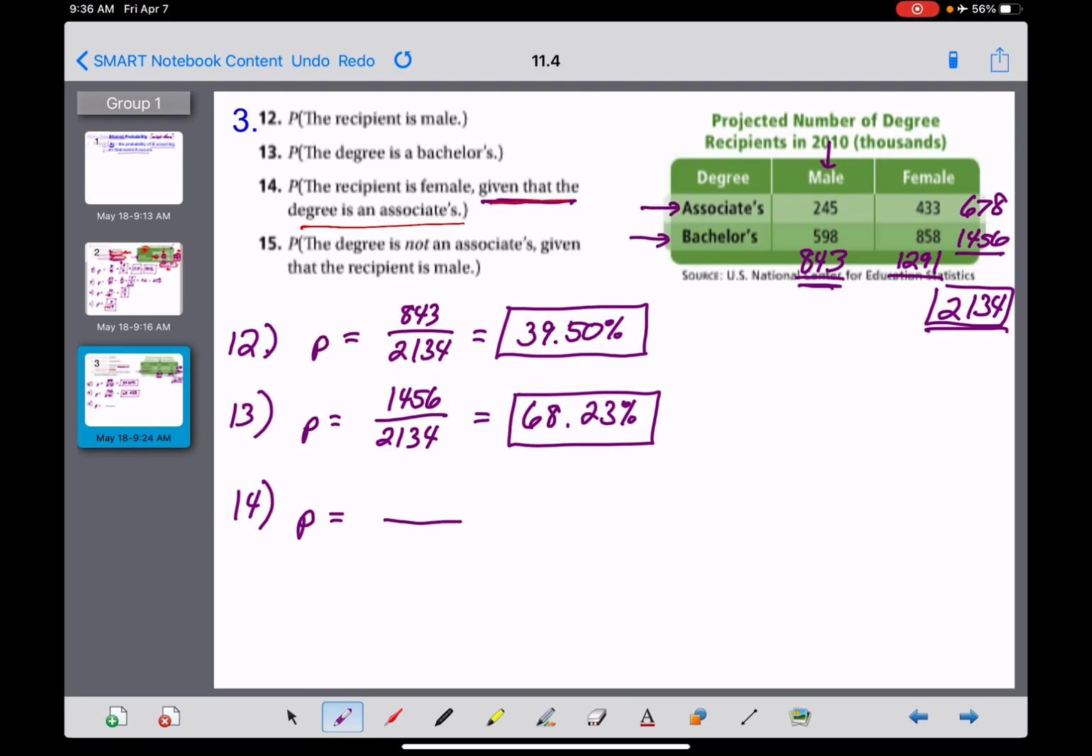And the total number of associate's degrees given out was 678. And we would like to know, out of those 678 associate's degrees, how many of them went to female recipients? And right there, guys, is our numerator. 433 out of 678 associate's degrees were given to female recipients. And I guess I'll be consistent now and go to my calculator once again and type in 433 divided by 678, and I'm going to find now that 63.86% of all associate's degrees went to female recipients. Gotcha. And then number 15 right here.